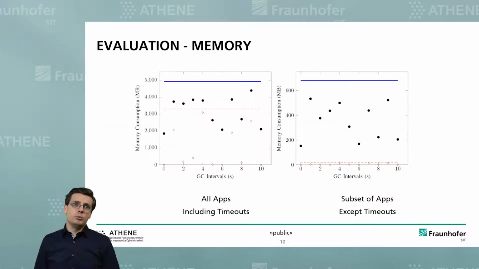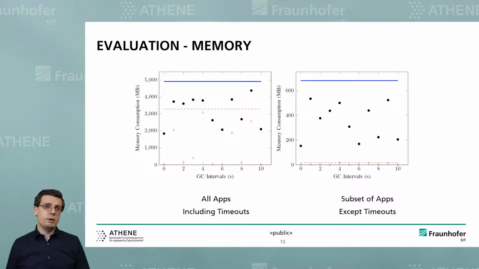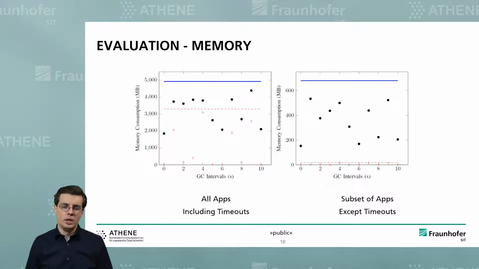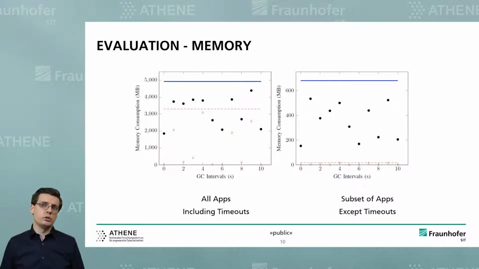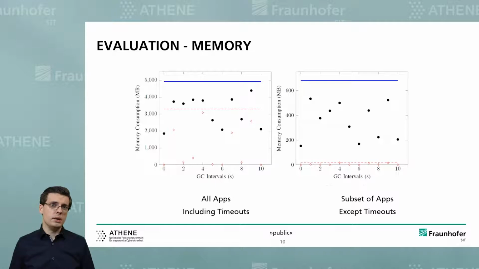Now the evaluation, we can save about 80% of the memory consumption. The solid blue line on the left side gives you the baseline of the unmodified version of FlowDroid. The solid dots give you the reduced memory consumption when we do our cleanup. On the left side, we have all the apps. On the right side, we have only those apps on which FlowDroid terminates within 5 minutes without a timeout.